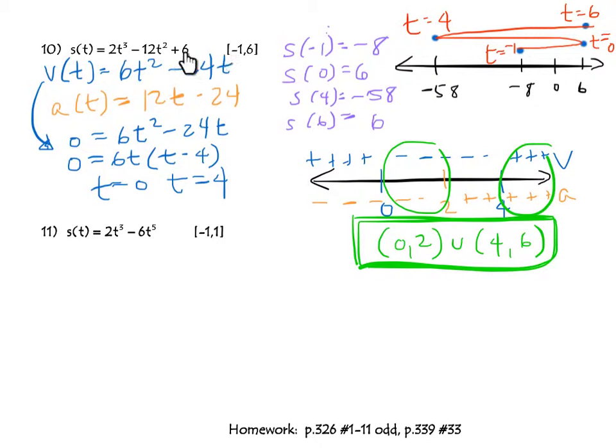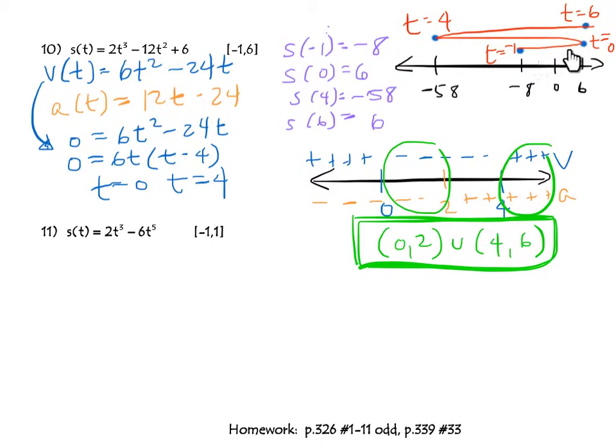We're going to plug those into the position function to find out where our position is at those critical values, those key points on our graph. So we start off when t is negative 1, the position is negative 8. So on our graph, here we are. Then we put 0 into the original function and we get positive 6 out.